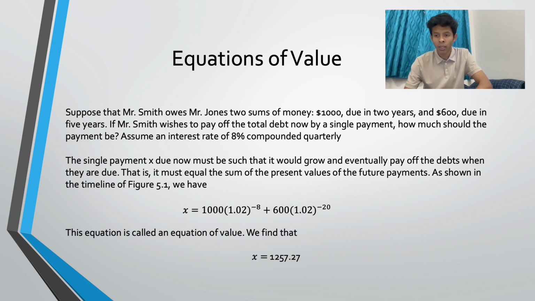As shown in the timeline of figure 5.1, we have X equal to 1,000 times 1.02 to the power of negative 8 plus 600 times 1.02 to the power of negative 20. This equation is called an equation of value. We find that X equal to 1,257.27.